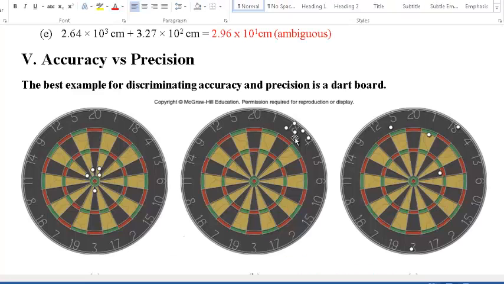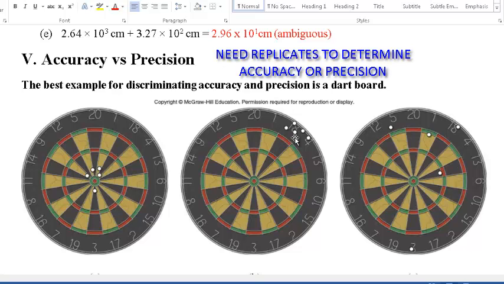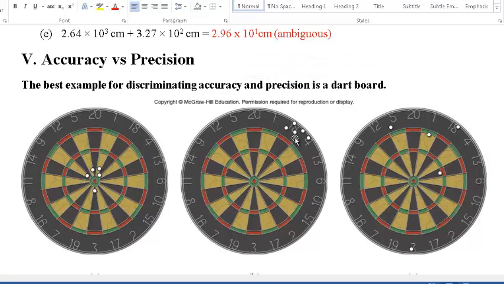Try to differentiate between accuracy and precision. You need replicates. You need more than one trial. That's why in science, more often than not, we do duplicates. Best to do triplicates. But if you do more than triplicates, obviously you're raising your chances at accuracy and you're raising your chances of being precise. That is the ability of those replicates to be reproducible as well as to hit a target.